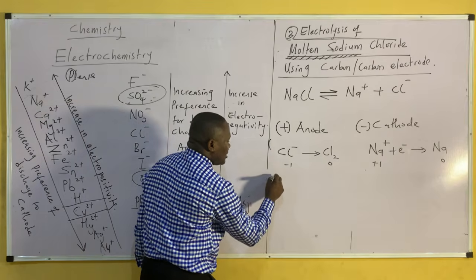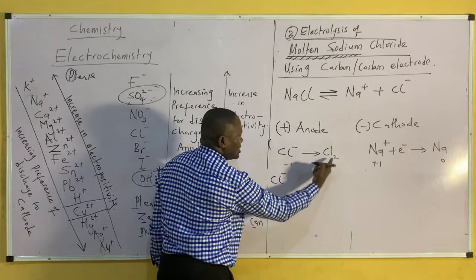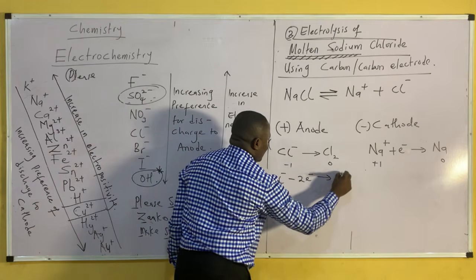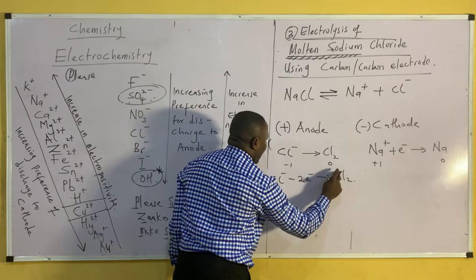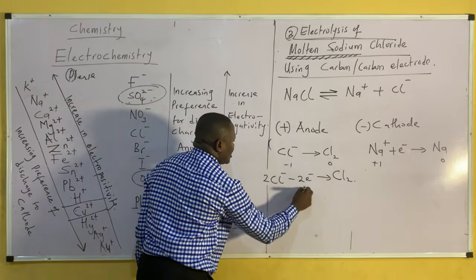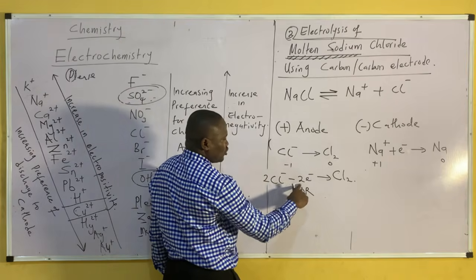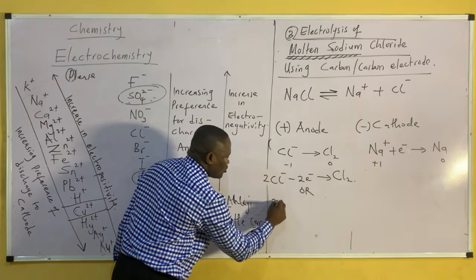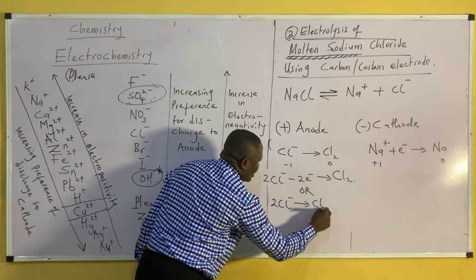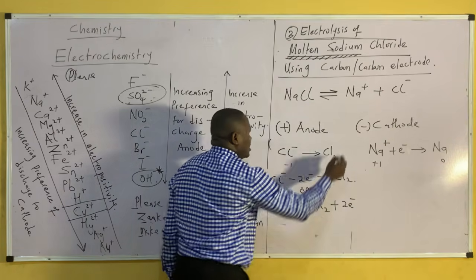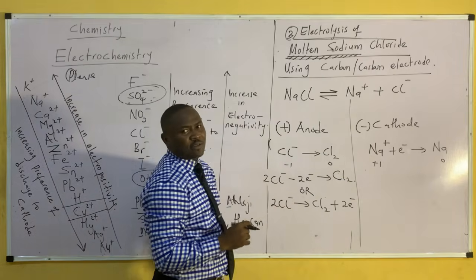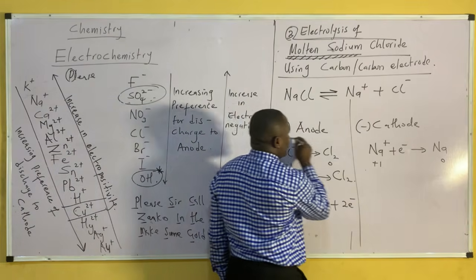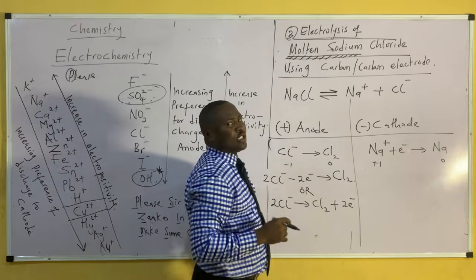So this will be Cl-. To balance, this is already 2, so I will put my 2 here, minus 2e- to give us Cl2. This is one way I can do it. Another way is to take this -2 this way, it becomes +2. So it becomes 2Cl- to give us Cl2 plus 2e-. So this is the anodic half-cell reaction, while this is the cathodic half-cell reaction. This is how it will look in molten sodium chloride.